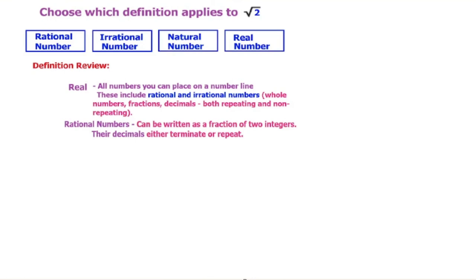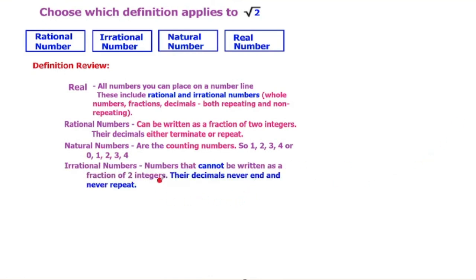If you divide the two integers of the fraction, the decimal will either terminate or repeat, okay? So natural numbers are the counting numbers. So 1, 2, 3, 4, or you can start at 0, 1, 2, 3, 4, okay?